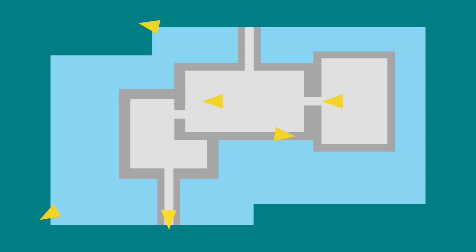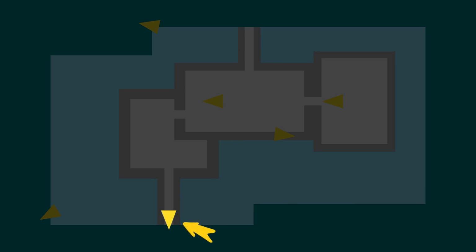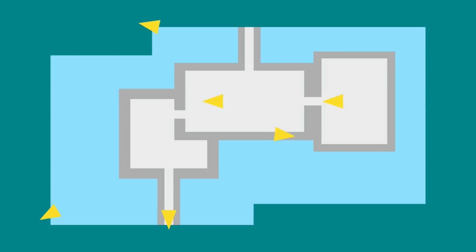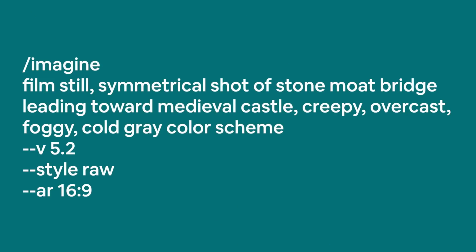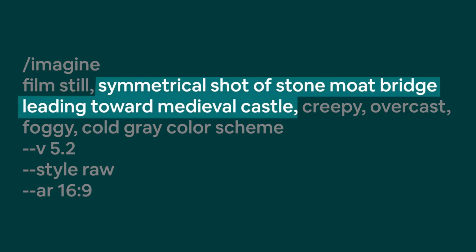Next, I wanted to create the shot for the moat bridge. At the lower end of my blueprint, you can see that I planned for a camera angle looking straight across the moat bridge. To do this, I started off with my usual prompt. Imagine film still, symmetrical shot of stone moat bridge leading toward medieval castle. Creepy, overcast, foggy, cold gray color scheme. As you can see, I only made adjustments to the subject and environment.